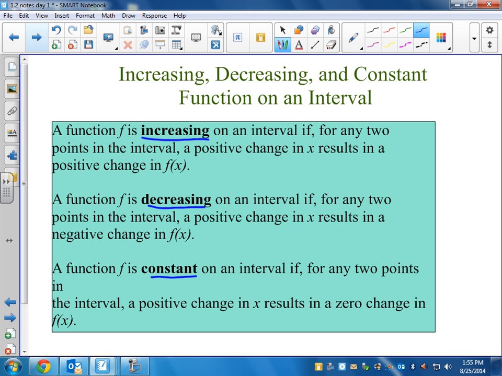You talked about this last year. Again, the math definition of an increasing function is that a positive change in x results in a positive change in y. That means as x gets bigger, y gets bigger.